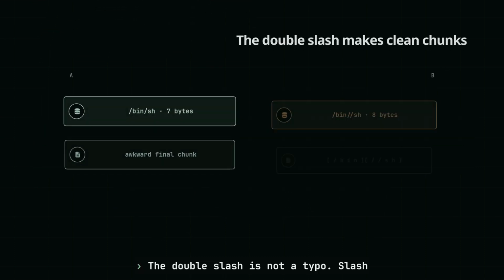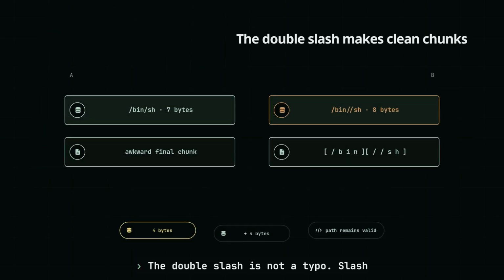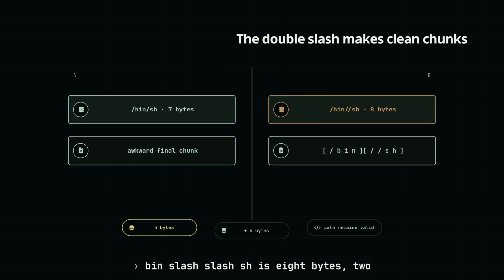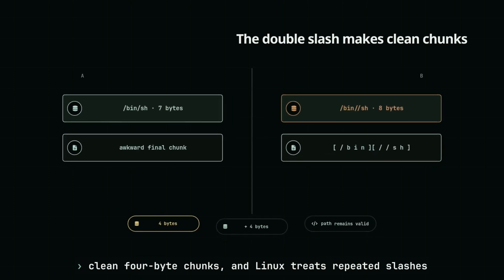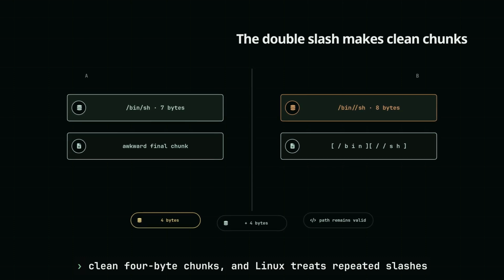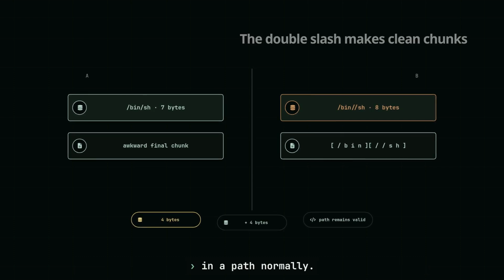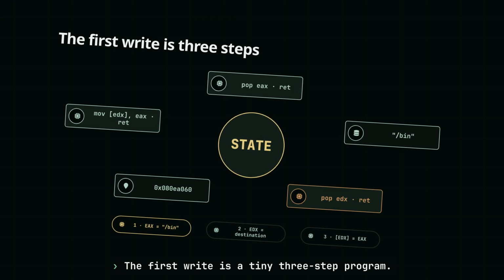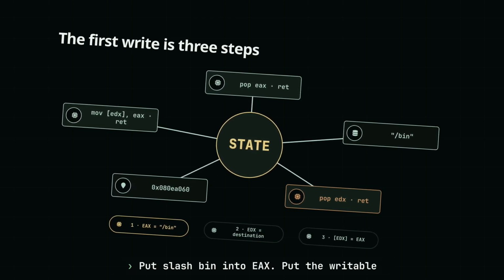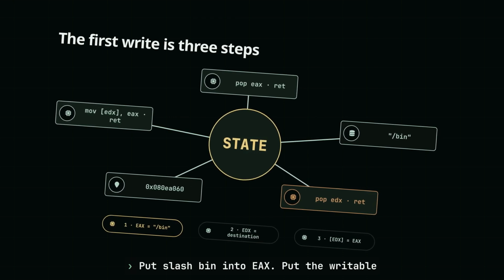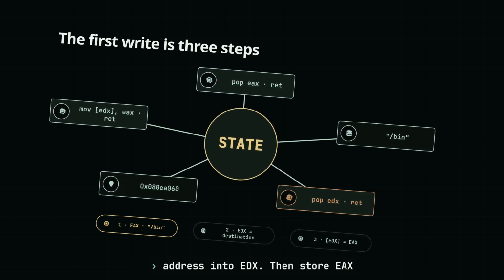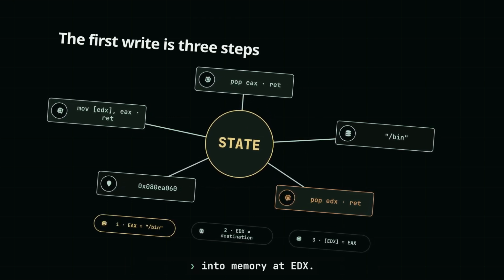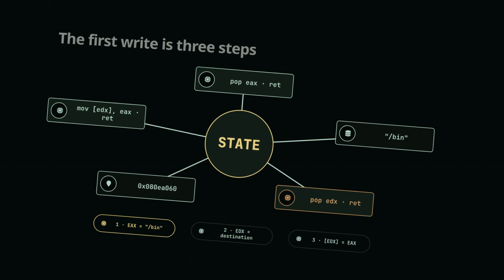The double slash is not a typo. /bin//sh is 8 bytes, 2 clean 4-byte chunks, and Linux treats repeated slashes in a path normally. The first write is a tiny 3-step program. Put /bin into EAX. Put the writable address into EDX. Then store EAX into memory at EDX.